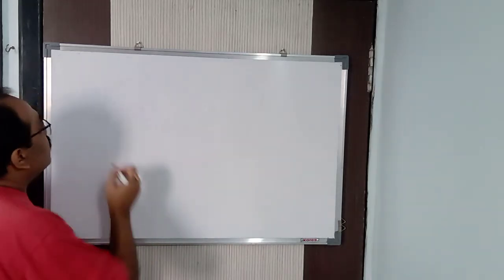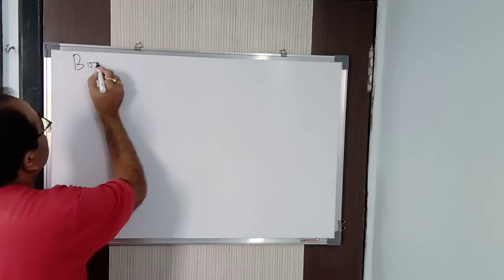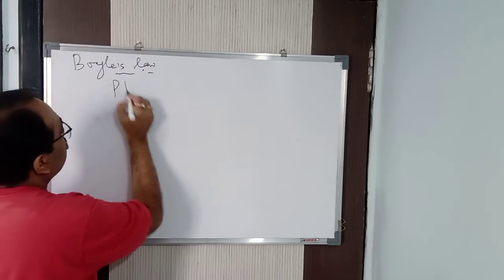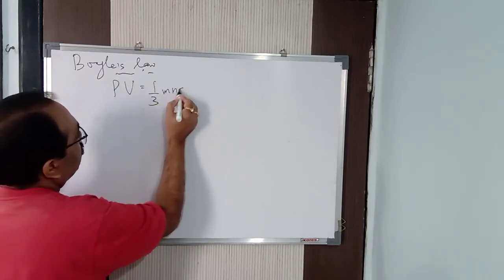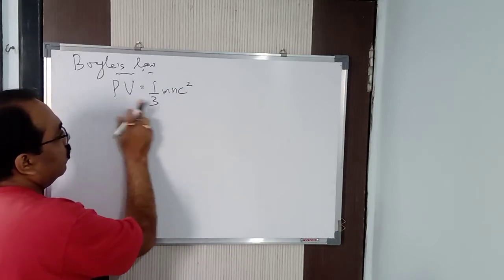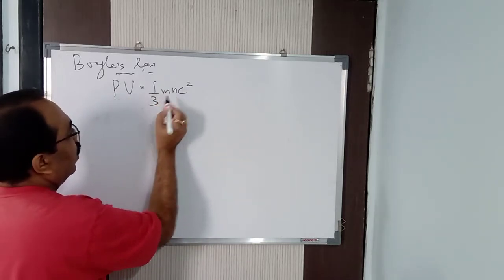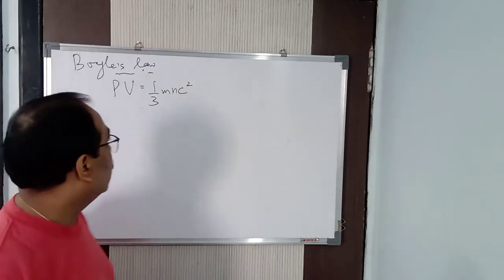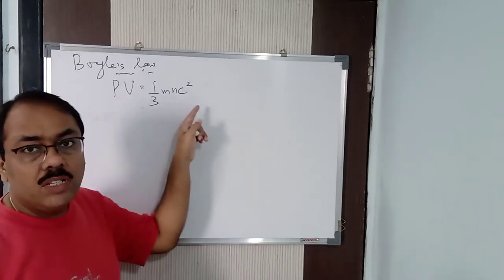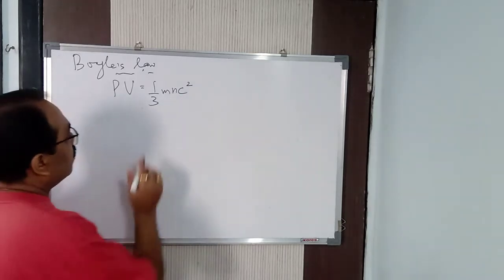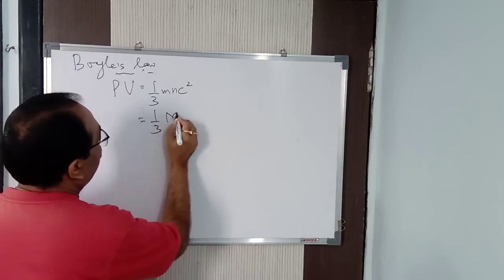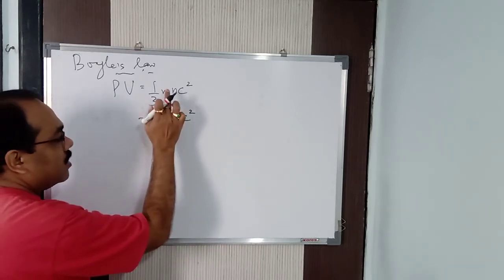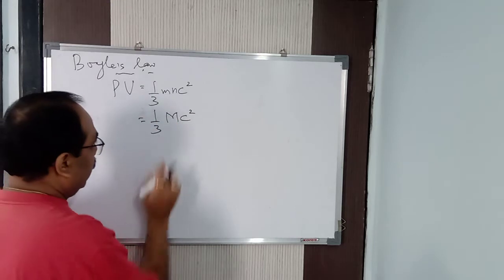Now we are going to describe Boyle's law. So the kinetic gas equation is PV is equal to 1 by 3 mnc square, where P is the pressure, V is the volume, m is the mass of one molecule of a gas, n stands for the number of molecules present in the certain volume of gas V, and c is the root mean square velocity. We can also write this as 1 by 3 Mc square, where M stands for the molar mass, because m into n gives the molar mass of the gas.